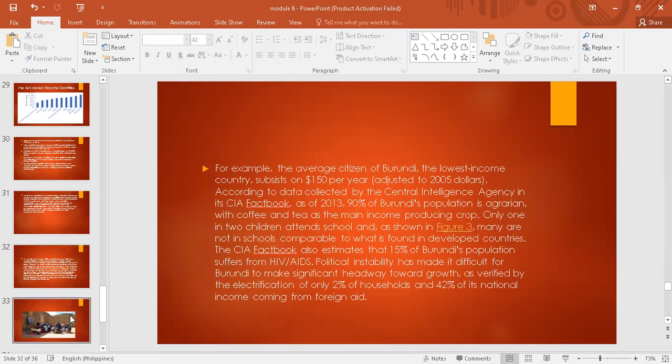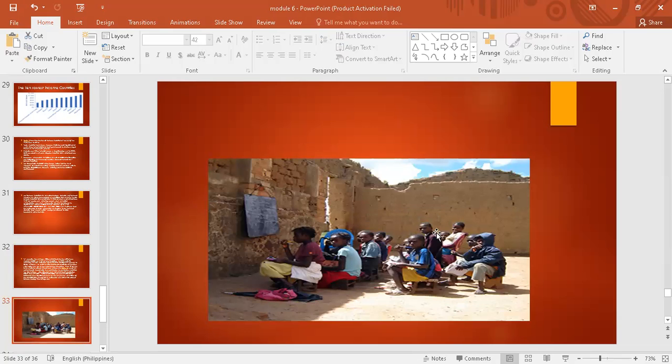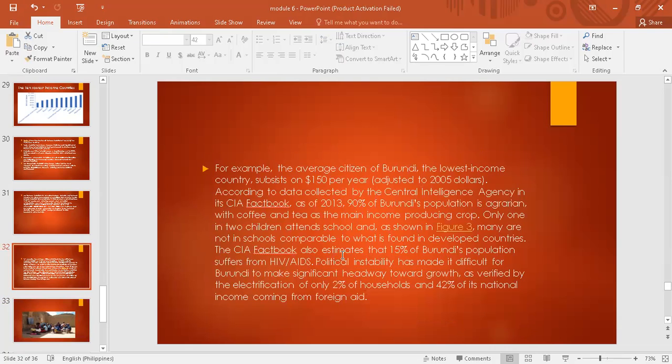Kung mapapansin niyo po ito. This is what they call school. Ito na yung pinaka-school nila. Wala man lang blackboard, wala man lang cover, walang bubong, walang upuan, nagdadala lang yung mga bata ng bangko. Wala silang materials for writing. Okay? So this is already a school sa kanila sa mga low-income countries.